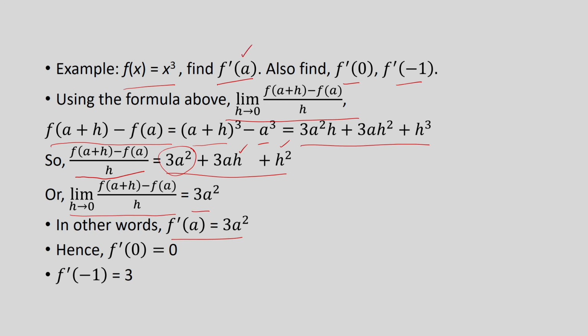Now, we have to find out what is f prime of 0 and f prime of minus 1. For that, I just have to substitute 0 for a in this expression. So, if I put a equal to 0, I get 3 multiplied by 0, which is 0, and for f prime of minus 1, here again I put a equal to minus 1, minus 1 square is plus 1. So, this becomes plus 3. So, these are the answers: 3 a square, 0 and 3.